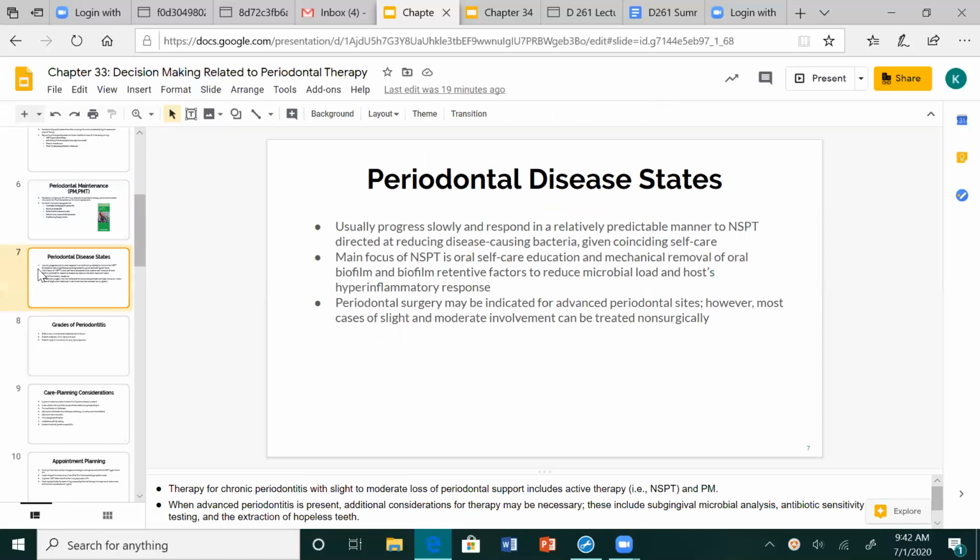The main focus of NSPT is oral self-care education, because at the end of the day, a patient sees you max 4 times a year. What they do every single day at home is so, so important. And it's really important to hit home with that.